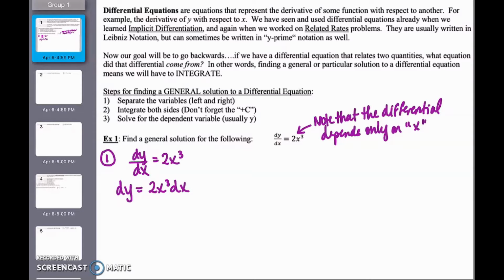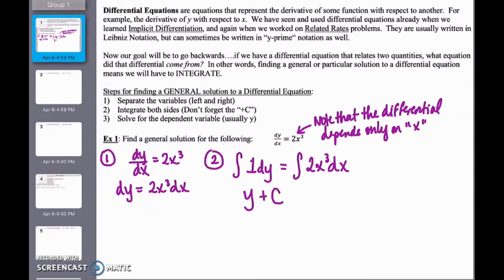Step two is going to be the integrate step. So now I'm going to integrate both sides. Now, you don't see it, but remember, in front of that dy, there is a 1. So I'm going to write it just to remember that. 1 dy equals the integral of 2x cubed dx. All right, so now I'm going to integrate both sides with respect to the variable on that side. So on the left-hand side, the integral of 1 dy would just be y. And again, I'm going to write it right now. I'm going to write the plus c.